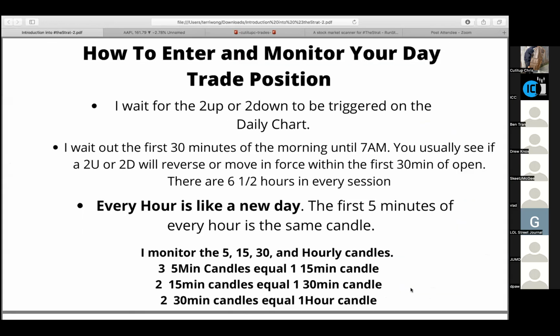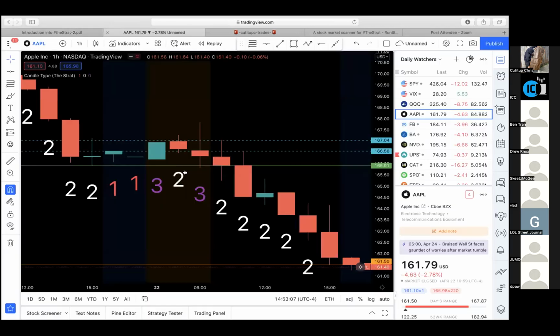Let me go back a little bit because I kind of got off track for a sec. I wait out the first 30 minutes of the morning till 7 a.m. Why do I do that? Because if we look at the hourly chart, from market open it goes from 9 to 10. Y'all see that? 9 a.m. to 10 a.m. So at 10 a.m., we get a totally new hourly candle, and then at 11 a.m., we get a totally new hourly candle.